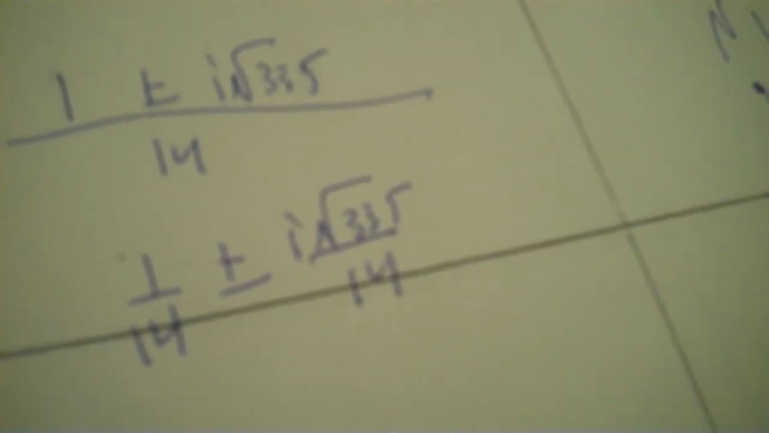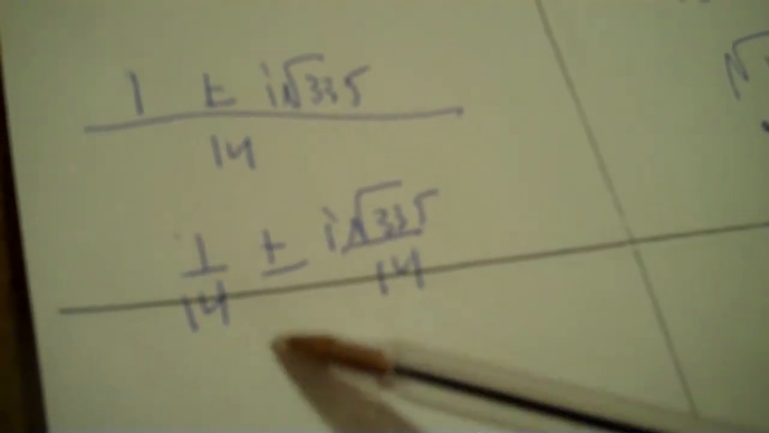So opposite of B, that'd be 1, and then 2 times 7 would be 14. And then i square root 335. Now break that up. 1/14 plus or minus i square root 335 over 14. By the way, you can't divide this by this. If it's a number in a square root, it can't be divided by the bottom unless the bottom was in a square root, which is not. Okay. So the answer is 1/14 plus i square root 335 over 14, and then 1 over 14 minus i square root 335 over 14.